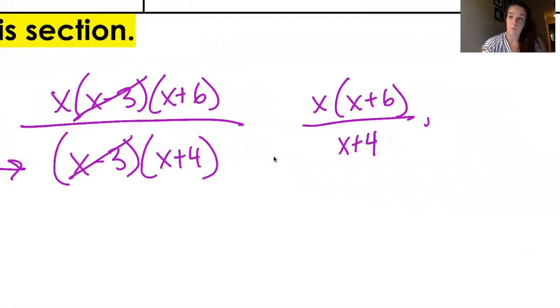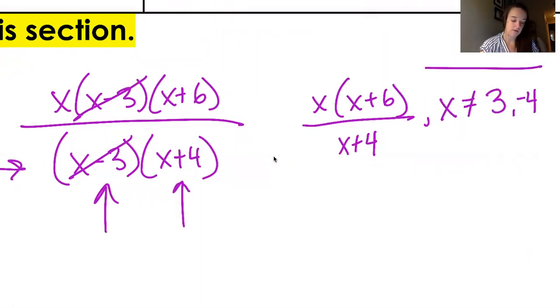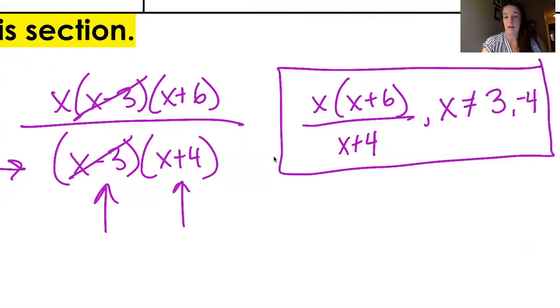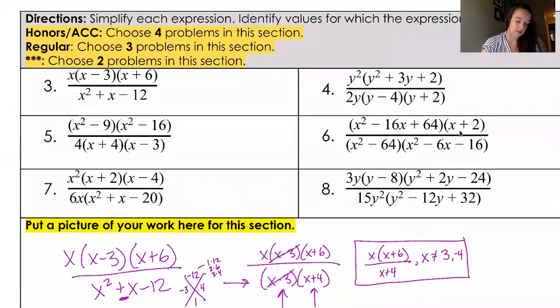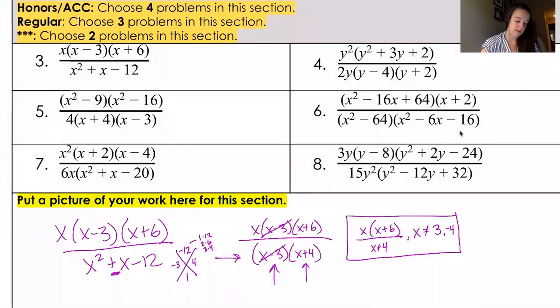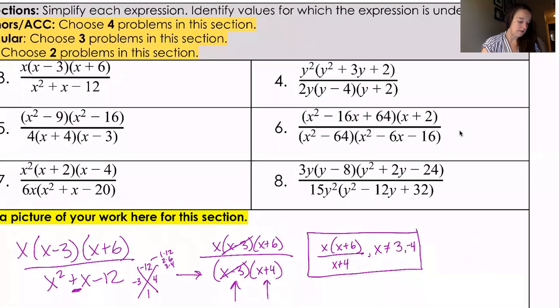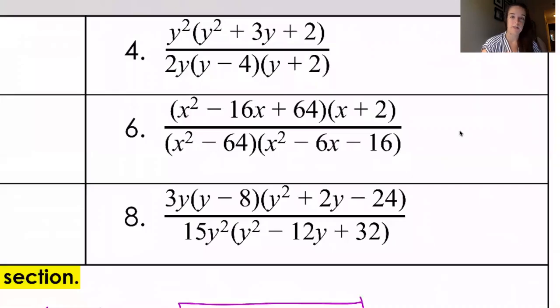I just need to put my warnings, the things that x cannot be, right? So x is not allowed to be 3, and x is not allowed to be -4. So this whole thing is my answer with my answer part as well as my excluded values. So that's number 3. If you're looking into maybe number 6 looks kind of challenging, so we'll try number 6.